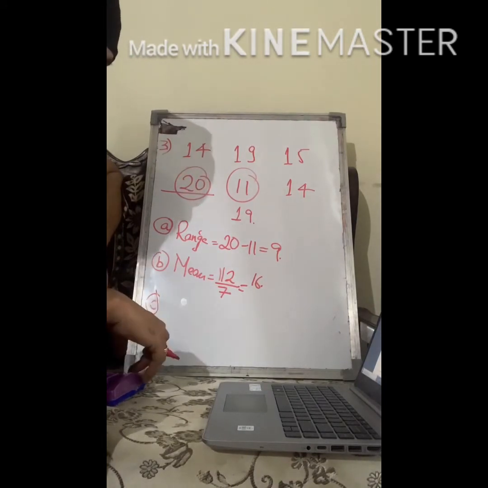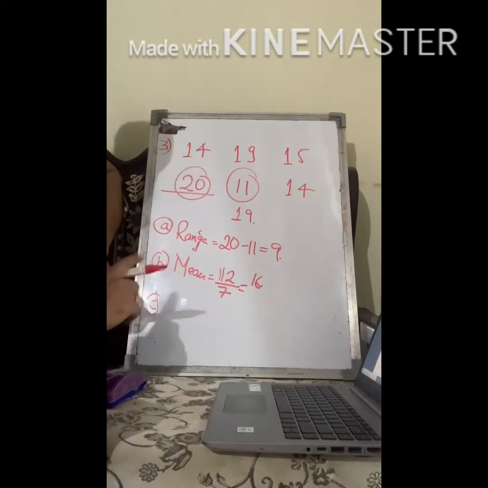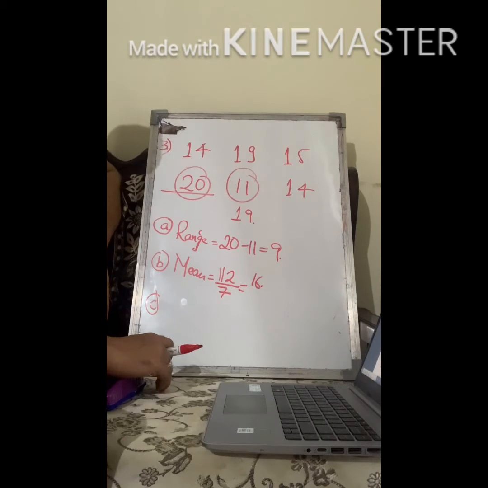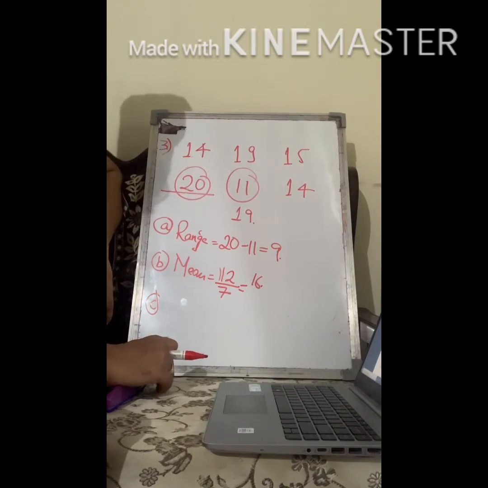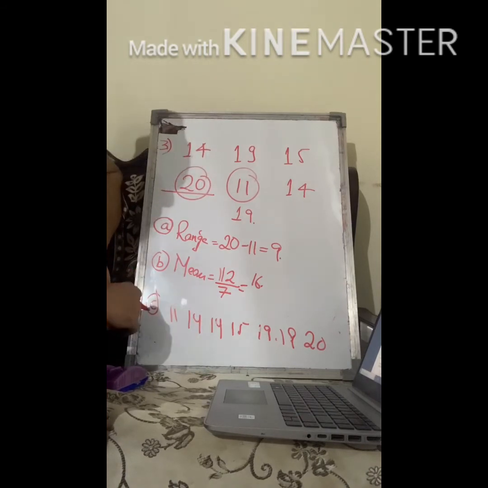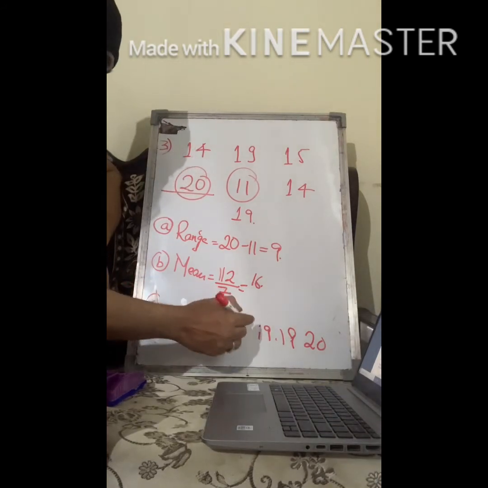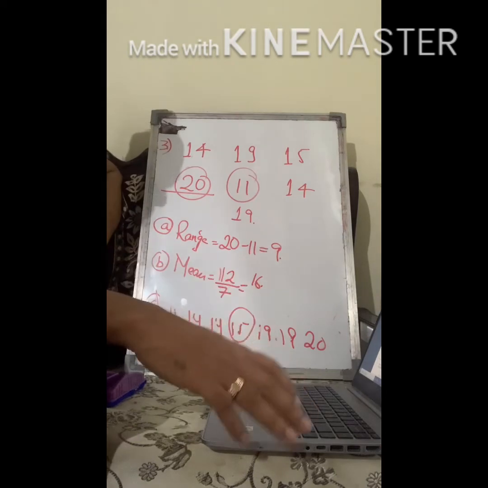Andrew says the median is the middle number, so the median is 20. Andrew is incorrect. Explain why. Median is certainly the middle number, but only when the numbers are arranged in ascending order. So the numbers in ascending order are 11, 14, 14, 15, 19, 19, and 20. There are 7 numbers. The median is given by the (n plus 1) divided by 2 th term. 7 plus 1 divided by 2 is 4, and the 4th term is 1, 2, 3, 4, so the median is 15. The median is not 20. That's why Andrew is wrong.